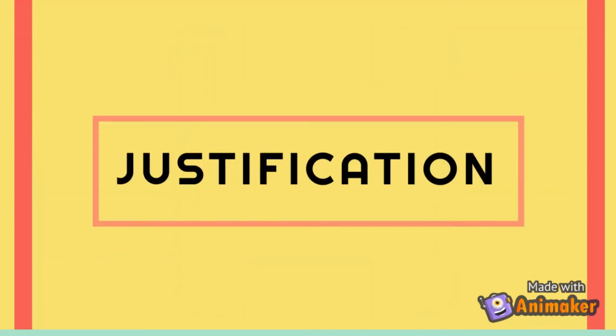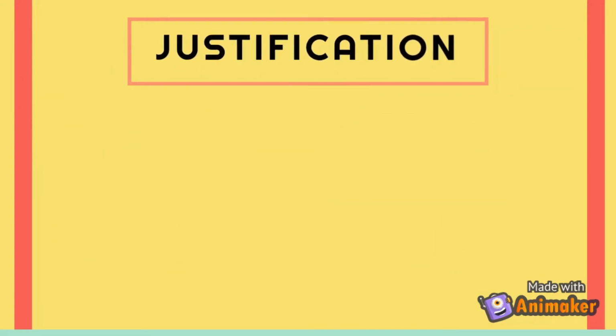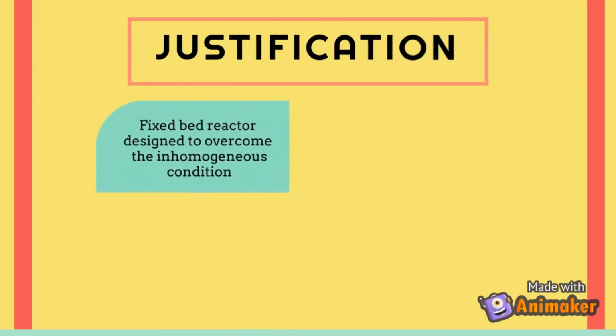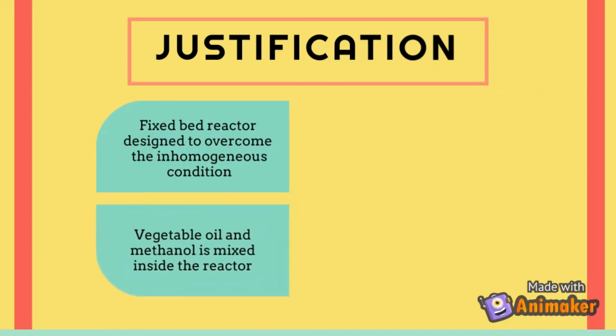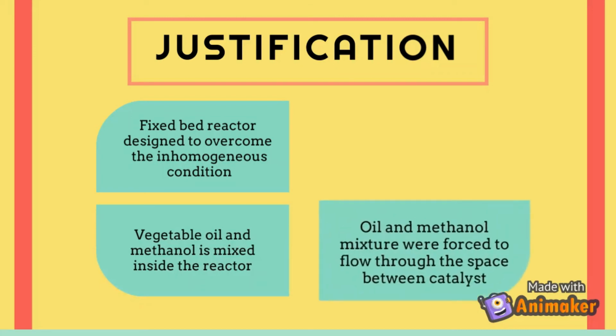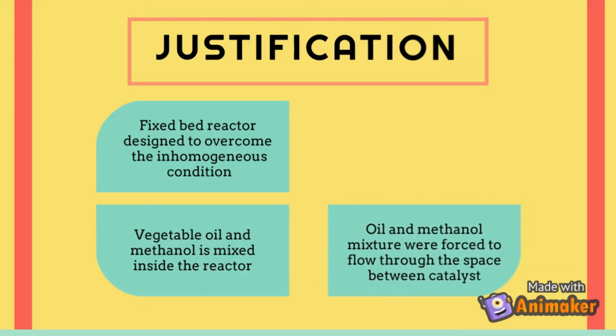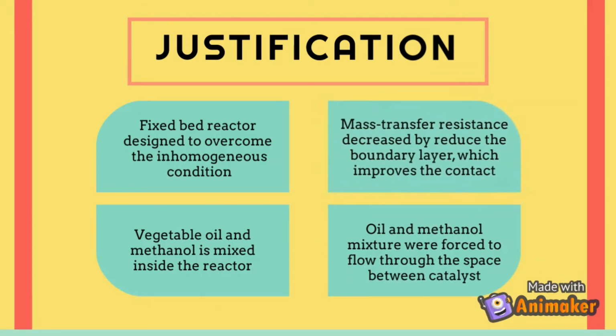The reasons we chose this type of reactor are: first, the fixed bed reactor is designed to overcome inhomogeneous conditions. Second, vegetable oil and methanol are mixed inside the reactor. Third, the oil and methanol mixture is forced to flow through the space between the catalyst. Fourth, mass transfer resistance is decreased by reducing the boundary layer, which improves the contact between reactants and catalyst.